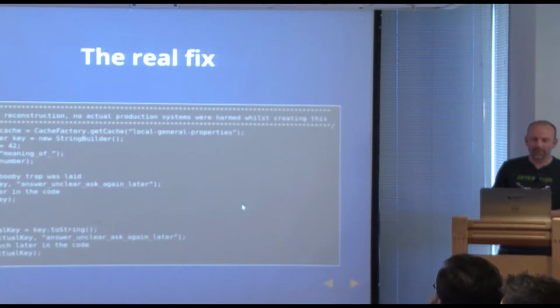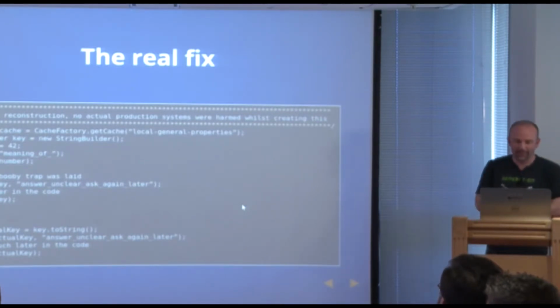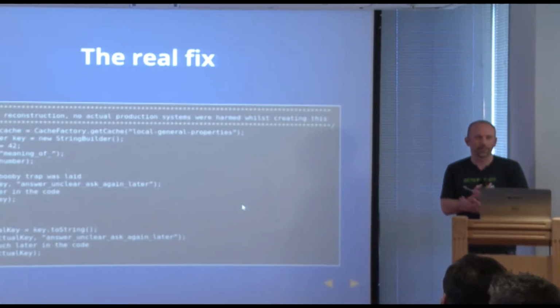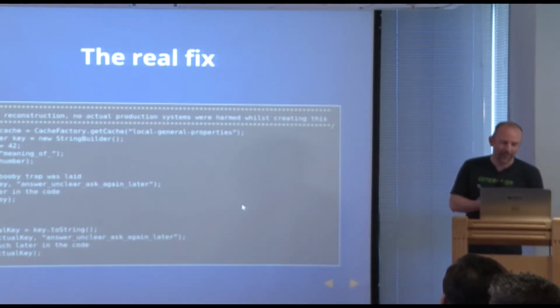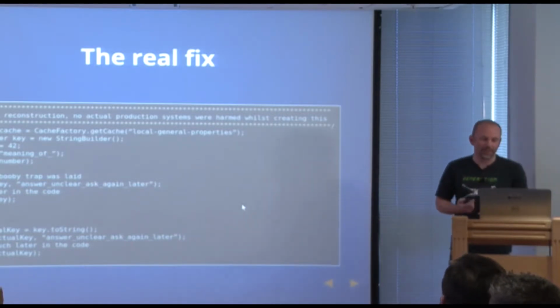Okay, so what was the real fix? Well, it turns out it's pretty much, as with most of these things, about 2 lines of code, where instead of using the StringBuilder as the key, we just did a toString on the StringBuilder object, and then when we retrieve it, again use the String instead of the StringBuilder.